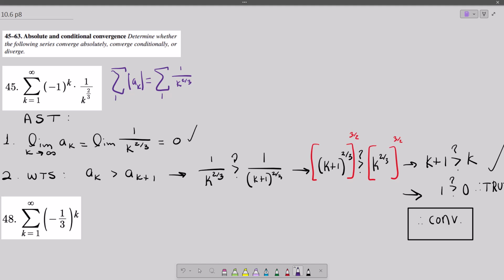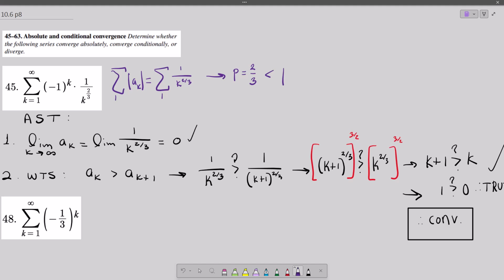And here we identify the p value, which is 2/3. So make sure you write that down. That's how I know it's a p series. And then you compare it to 1. It's less than 1. And then you make your conclusion.